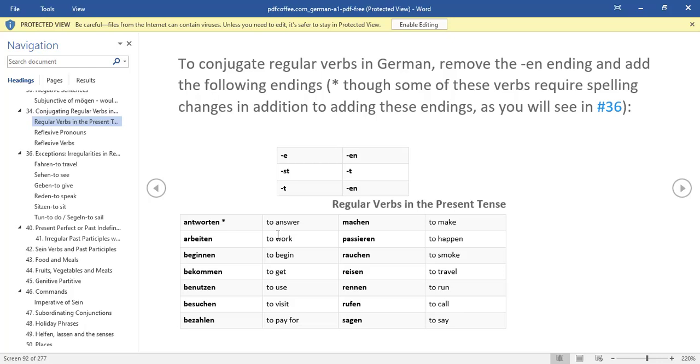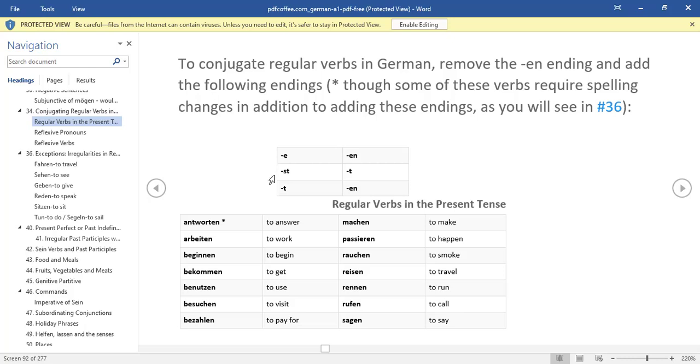So if I have ich, I'm going to have e at the end. Let me make a sentence for it to make sense. Ich antworte mein Handy. I answer my phone. Because of ich, my verb is antworte. I have placed the e at the end.